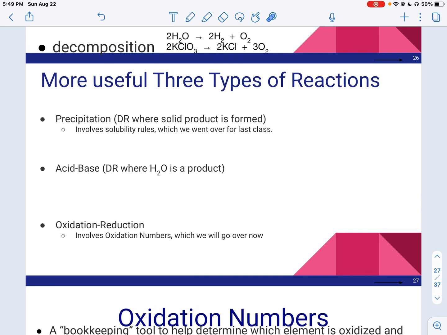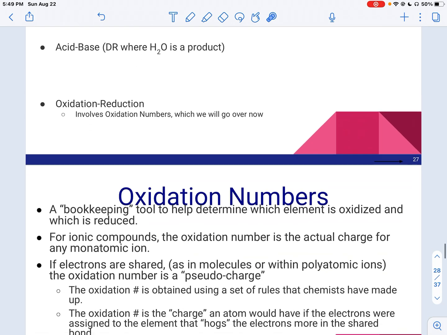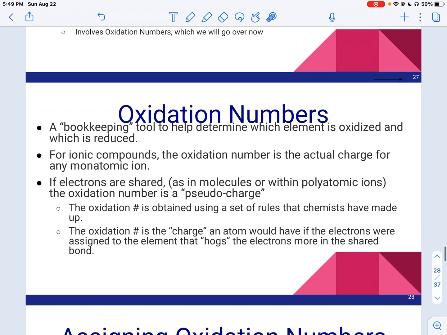In order to get to redox, which is going to be another lesson this unit, we need to talk about oxidation numbers, which you might also be referred to as oxidation states. So oxidation numbers or oxidation states are just something chemists made up. We're going to talk about what it means to be oxidized and reduced a little bit today, mostly in a different lesson.